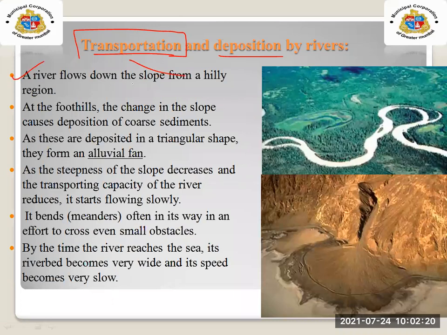A river flows down the slope from a hilly region. Yes, a river flows down from the slope of a hilly region, means from the hill at the top of the mountain the river is flowing down. At the foothills, the change in the slope causes deposition of coarse sediments. Now, what are coarse and sediments? Coarse means what, student? It means rough, or rough to touch.